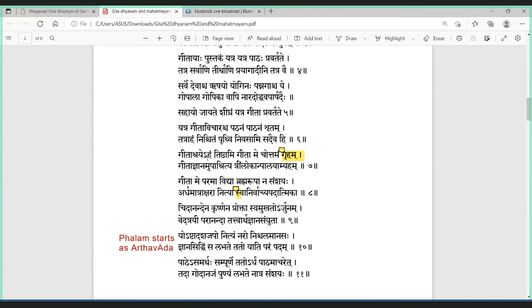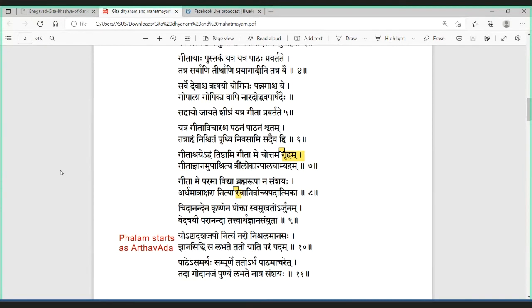Gita shraye aham tisthami, Gita me chottamam griham, Gita jnanam upashritya, Teen lokan palayamyaham. He says, Gita ashray aham tisthami. He says, I'm not only just there, where Gita, all these engagements have happened, in Gita itself is where I stay. Gita ashray aham. I also take the ashray of Gita only. Tisthami. I also am there. Gita me cha uttamam griham. Gita is the highest house where I abode.